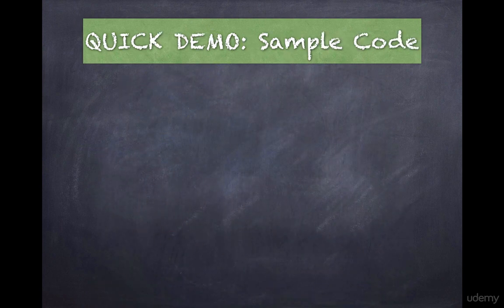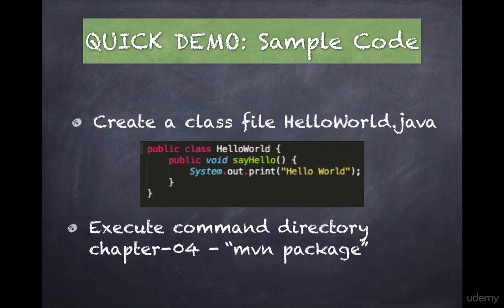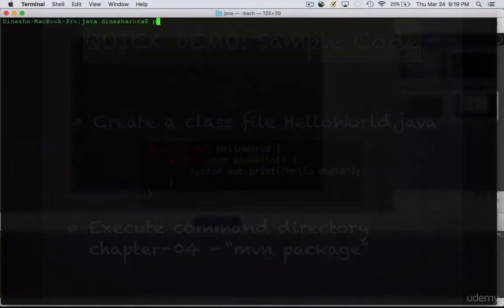And then run the command mvn package from the base directory, that is chapter 4, or in other words from the folder which contains your pom.xml file.